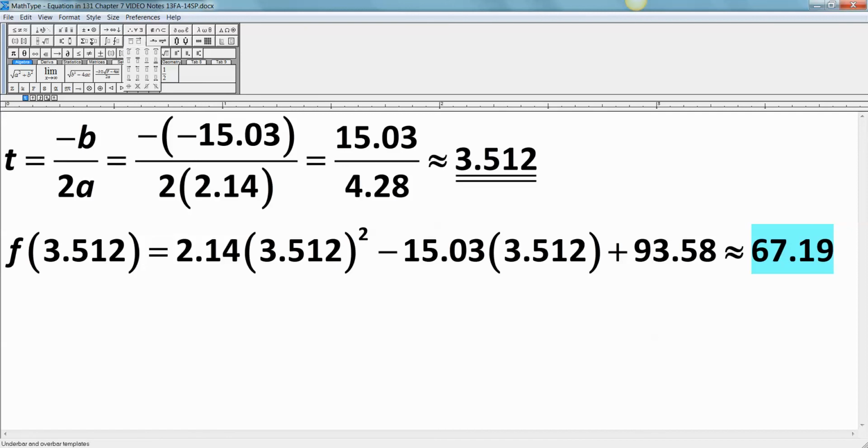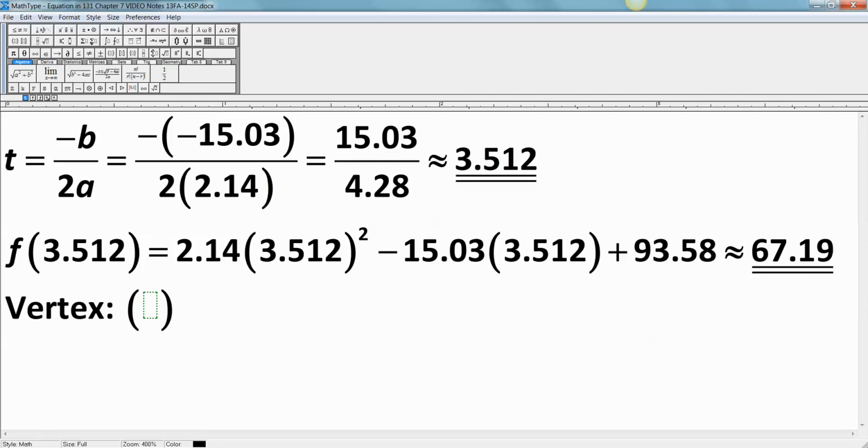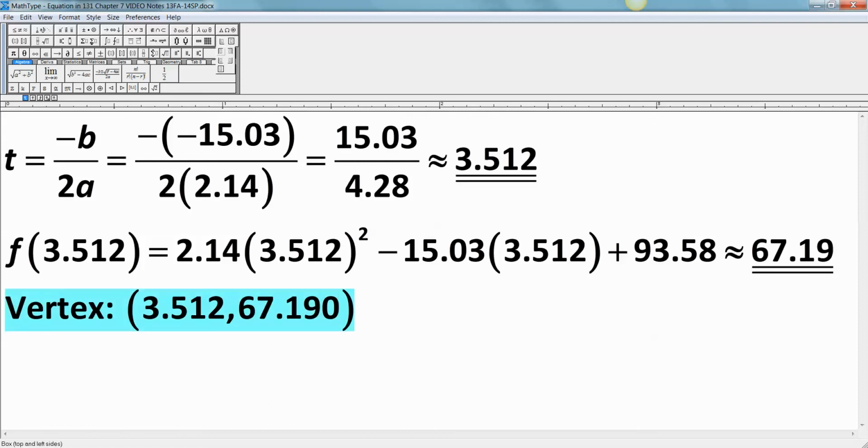Okay, so the vertex is those two numbers put together. Oops, I'm having issues there. I must have my caps lock on. It's driving me nuts. All right, vertex colon, 3.512, comma, 67.190, technically, because it rounded. All right, so there's our final result there.